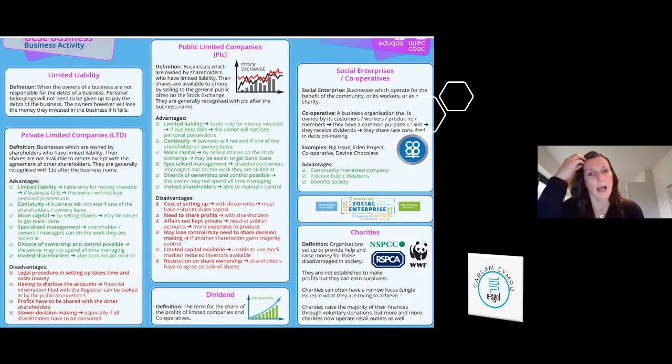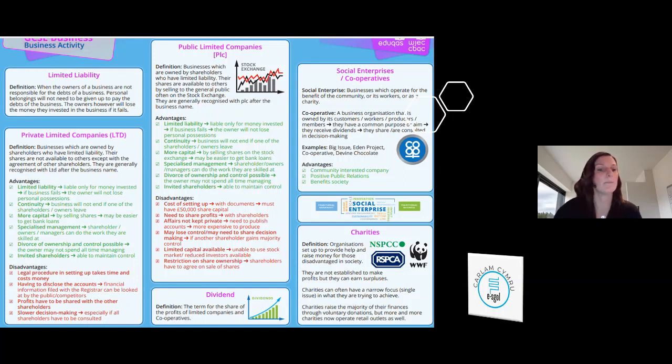So you've got two types of companies. You've got the private limited company, and that's an LTD. So if you see that annotation, that's what it means, private limited company. These are owned by shareholders who have limited liability. Shares are not available to others except with the agreement of the other shareholders, and they are generally recognised with LTD after the business name.